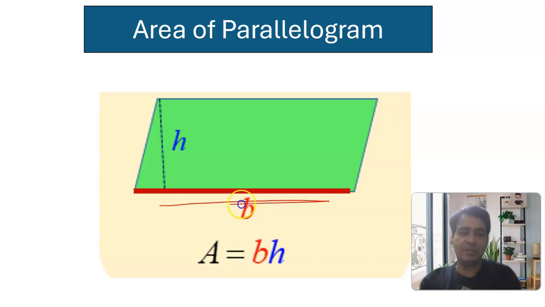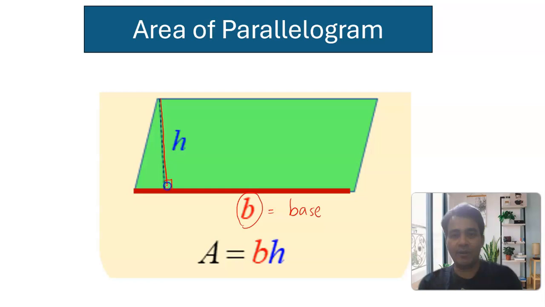This is the base of the parallelogram. We call it B. B stands for the base of the parallelogram. And this is the height of the parallelogram. As you can see, this is the height of the parallelogram. We denote this by h. So h is the height of the parallelogram.